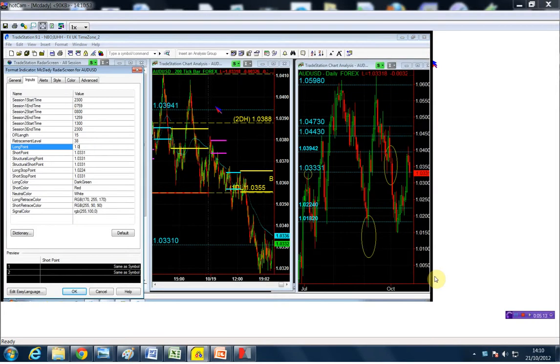And if I buy it above 103.55, my stop is going to be the structure point, which is 103.31. That is going to be my long stop. So I'm risking about 20 pips on that trade. That's the least I can risk. And my structure long point is going to be the 103.94.